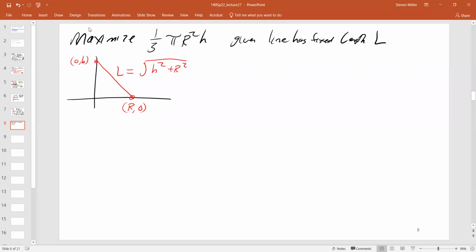So we know H squared plus R squared is fixed. It's L squared. I see no reason to work with the square root, right? If the length is fixed, the square of the length is fixed. So let's look at the square of the length fixed. Okay, so we have h squared plus r squared equals L squared. You have a 50-50 chance. Do you want to solve for r in terms of h or h in terms of r? Remember, we're trying to maximize 1/3 pi r squared h.